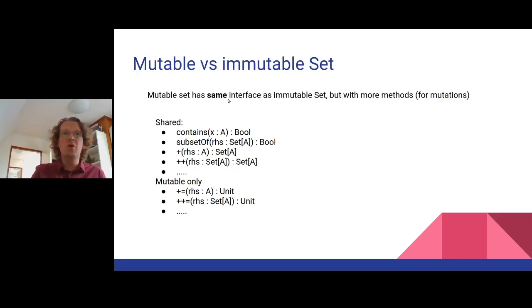So, a mutable or immutable set basically have the same interface. The mutable set has the same interface as the immutable set, but with more methods. So both of them have these kinds of methods. Does the set contain something? Is it a subset? Can I add two sets together? So this is the type of immutable changing. You can also do that on the mutable set. There's no reason for it not to allow this. But the mutable set will offer some extra methods, namely the in-place operations.